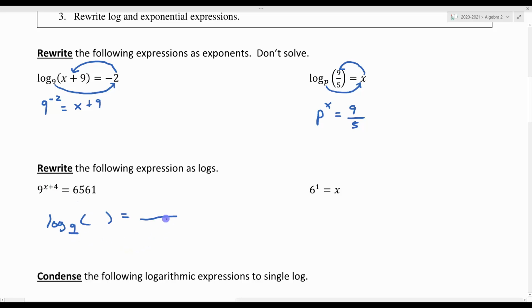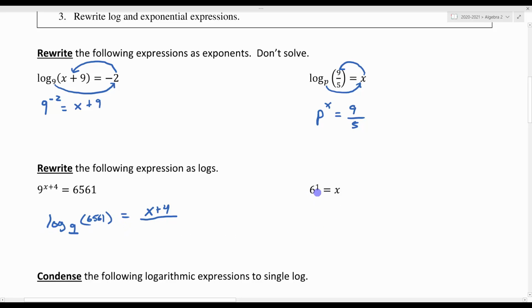If we were circling around, this is where we would find the exponent. So I'm going to put an x plus 4 here, and that's got to be equal to whatever's inside of the log. So 9 to the x plus 4 is equal to 61. So I'm going to put that into my parentheses. So that completes my log expression.